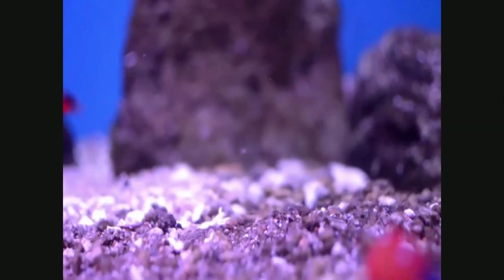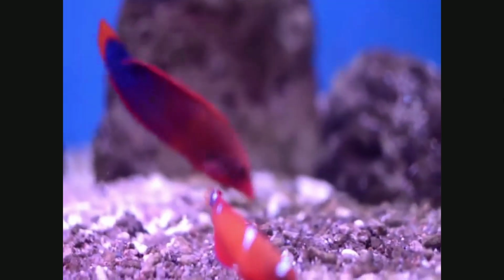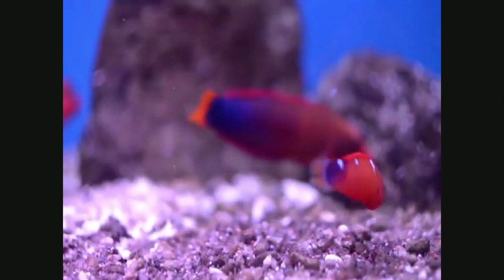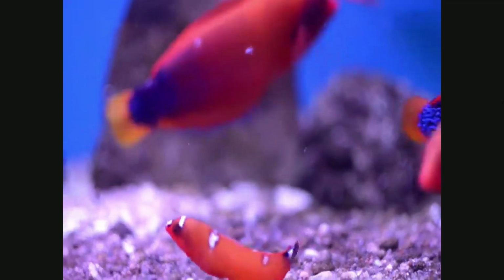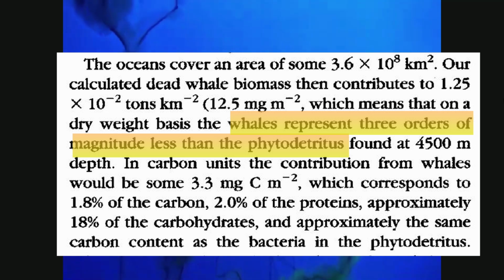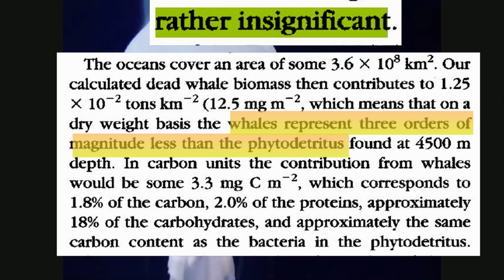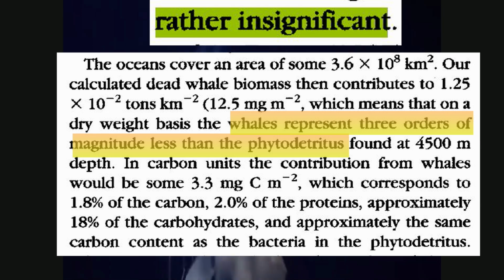So essentially they calculated the average contribution of whale bodies to the global deep sea by dividing presumed dead whale biomass by the total area of the ocean, as in the total area of the ocean floor. Now, what they concluded from these calculations was that the contribution of whale falls to the sea floor was insignificant, and they concluded that the amount of carbon contributed by whale falls to the deep sea was 3 orders of magnitude lower than that contributed by photodetritus.